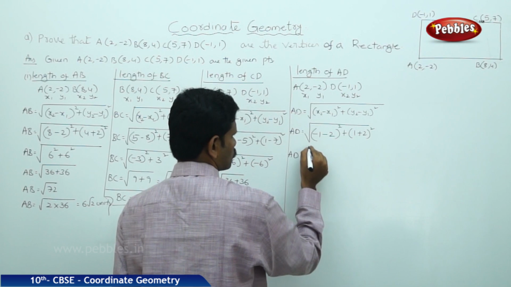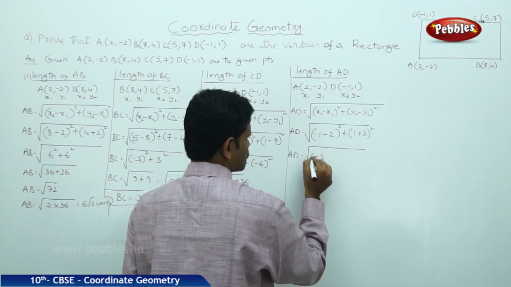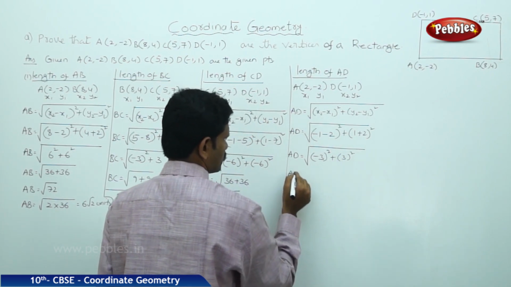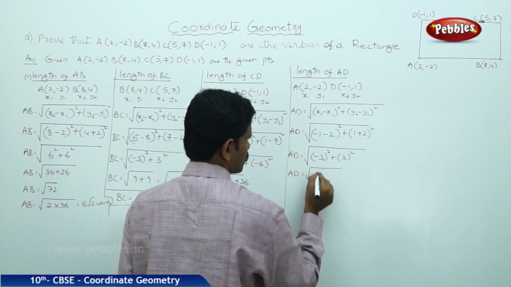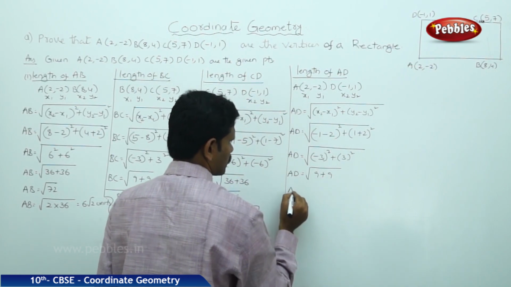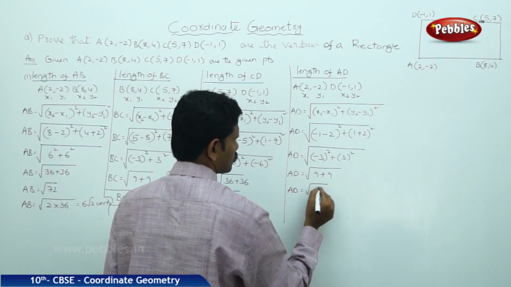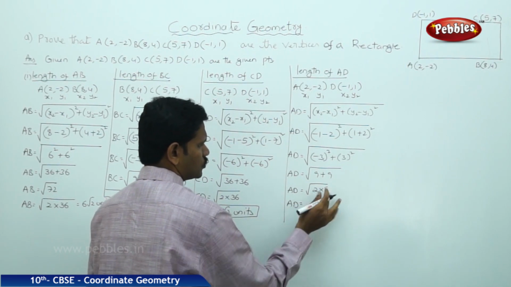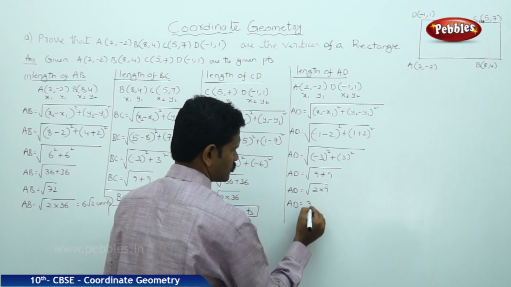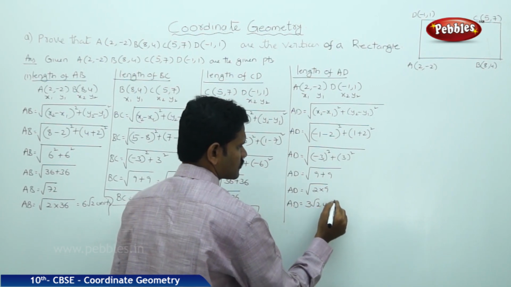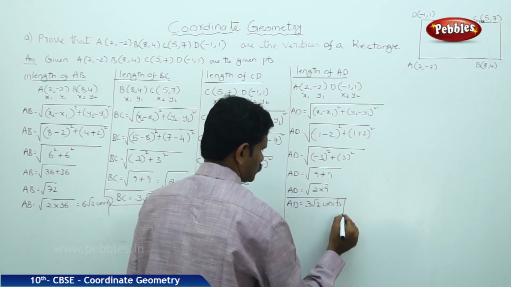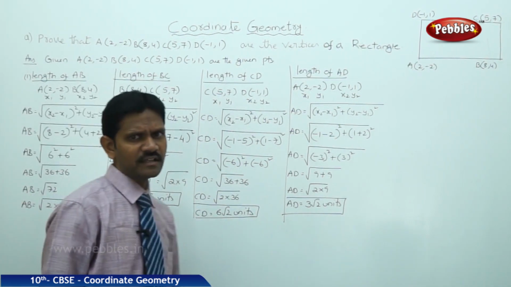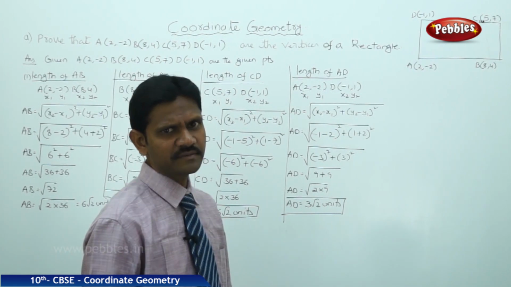AD is equal to root over minus 3 whole square plus 3 square. AD is equal to root 9 plus 9. Now AD is equal to 2 into 9. AD is equal to root 9 can be written as 3 root 2 units. Now AB, BC, CD, DA, that is the length of 4 sides, are completed.